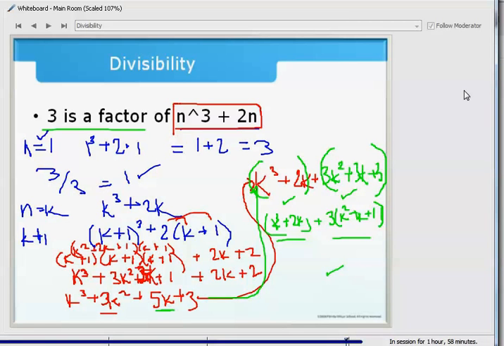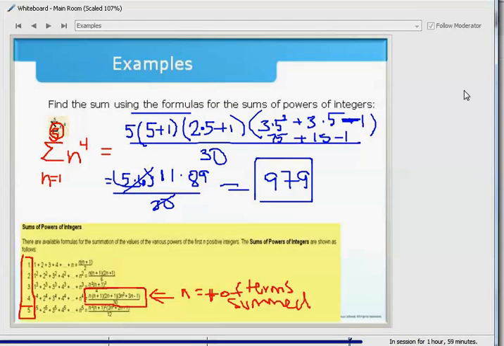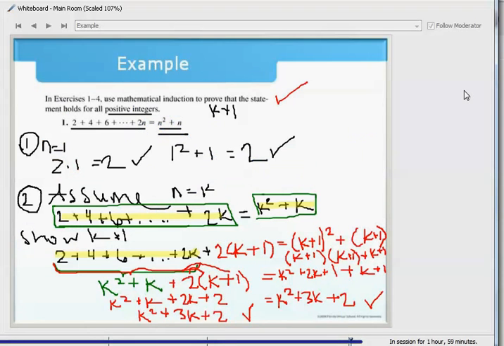Hopefully this gives you a better understanding of how to use mathematical induction. We've shown divisibility, we worked on the sums of powers of integers, and we also did a proof by mathematical induction.